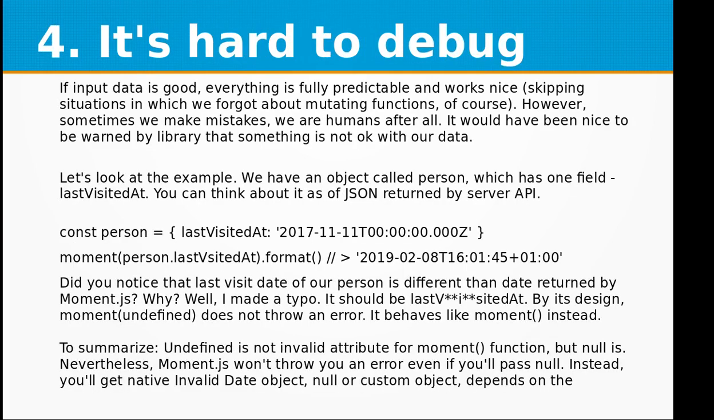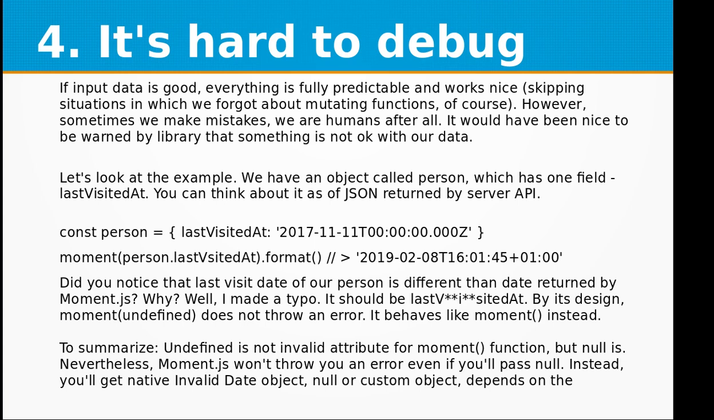The fourth point is it's hard to debug. If input data is good, everything is fully predictable and works nice, skipping situations in which we forgot about mutating functions, of course. However, sometimes we make mistakes. We are humans after all. It would have been nice to be warned by a library that something is not okay with our data. Let's look at the example.